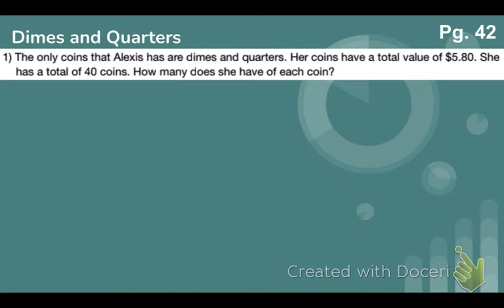So, it says the only coins that Alexis has are dimes and quarters. Her coins have a total value of $5.80. She has a total of 40 coins. How many does she have of each coin?